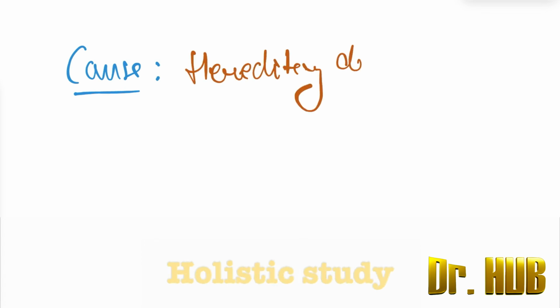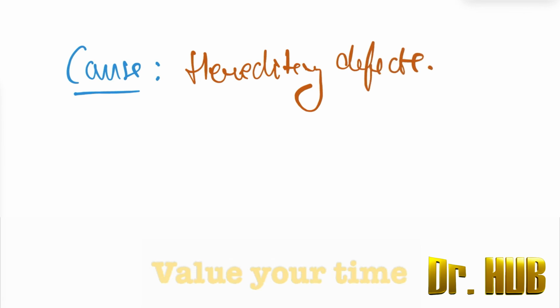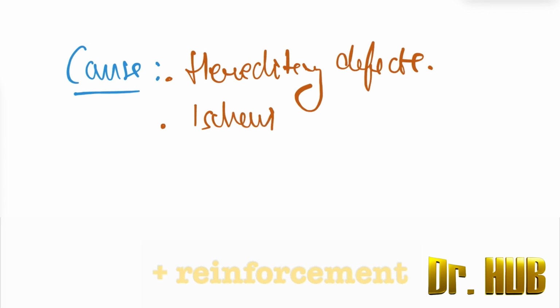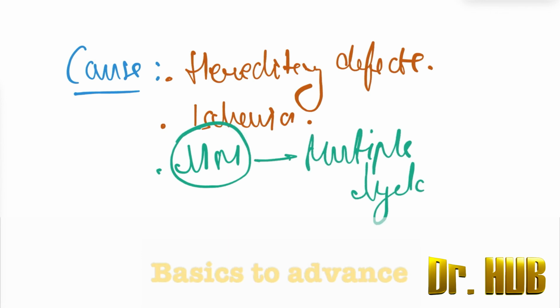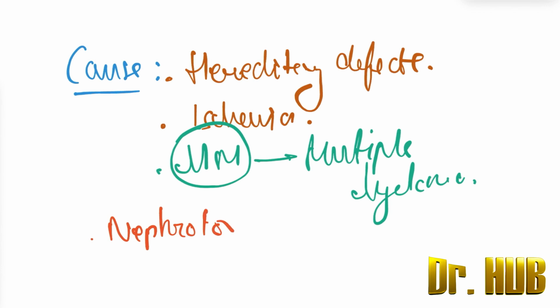Now we'll be looking at some causes of this Fanconi syndrome. As we saw, it was a defect in resorption in the PCT. Now what about the causes? It can be due to hereditary defects. It may also be due to ischemia. Next, also multiple myeloma. Then it can also be due to nephrotoxins and drugs. So this was about the causes.